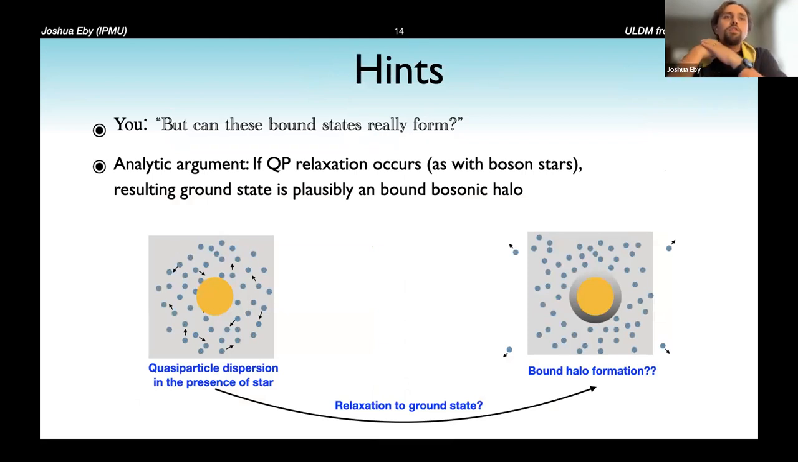So the first question that should come to mind, and I'm sure it already has, is the same one for boson stars. Sure, there's a solution to the equations of motion that has a ground state and so on, but do they really form? And I can't fully answer that question for you today.